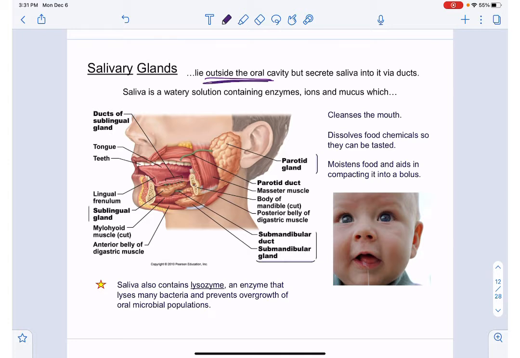So there are 3 different salivary glands that are paired. They're on each side of the face. And the first one is the parotid gland. And the parotid gland is this large salivary gland that's located pretty superficially. It's right beneath the skin in front of the ear. And the parotid gland is going to make saliva, and it's going to secrete that saliva via this duct into the oral cavity.